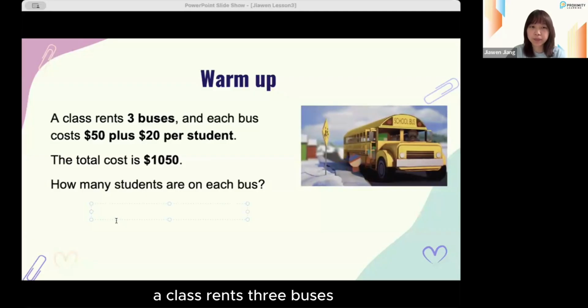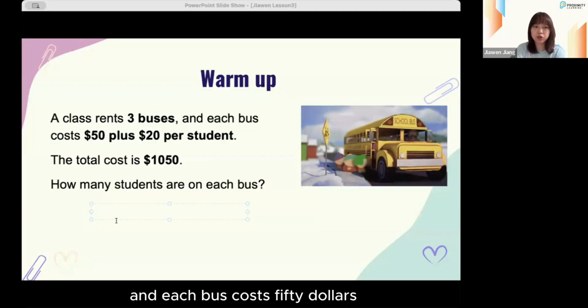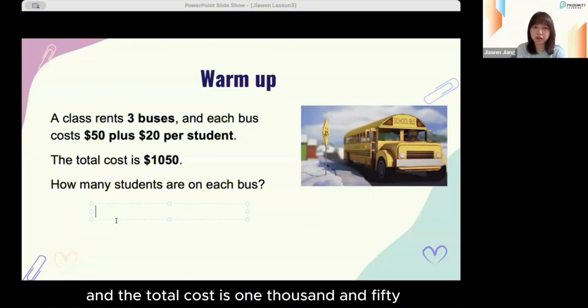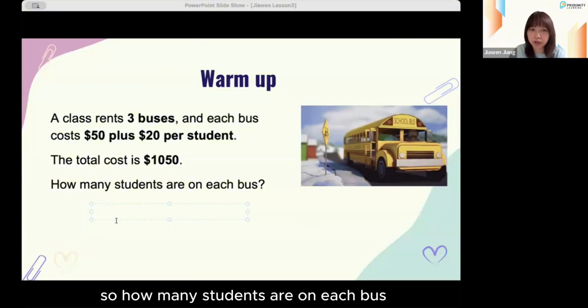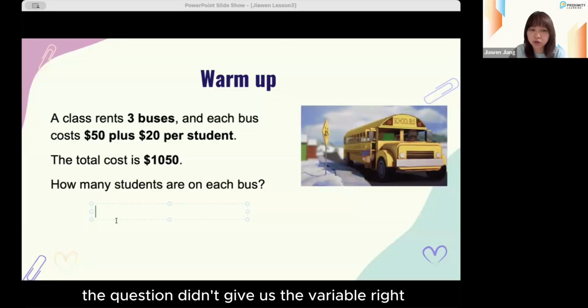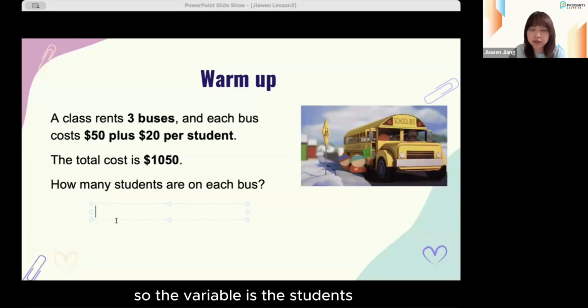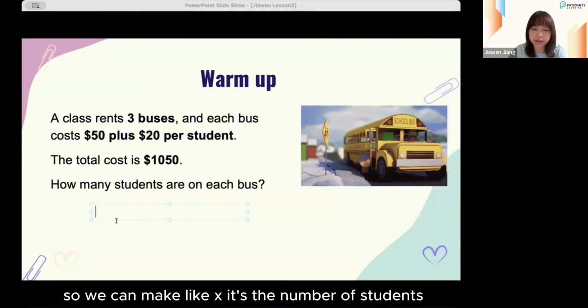A class runs 3 buses, and each bus costs $50 plus $20 per student, right? And the total cost is $1,050. How many students are on each bus? For this question, the question didn't give us the variable, right? So the variable is the number of students, so we can make it x.